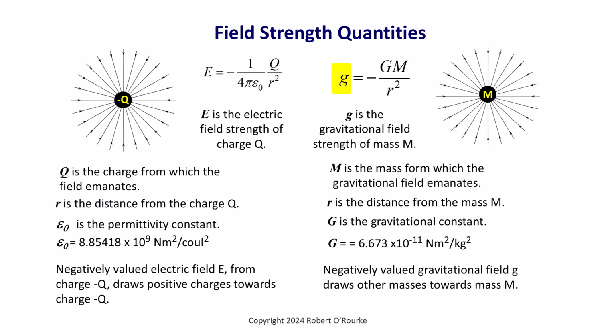Small g is the gravitational field strength measured at a distance r away from the mass capital M. Small g has units of acceleration. The negative value of the gravitational field strength G corresponds to masses attracting each other.